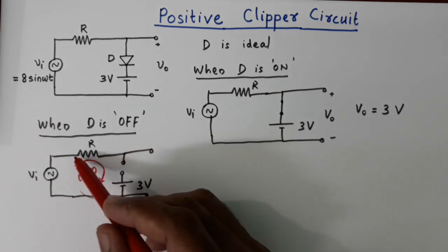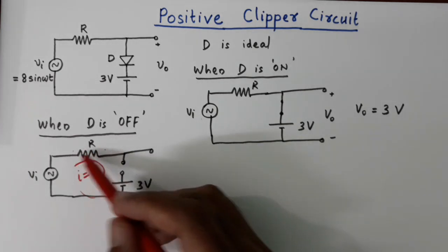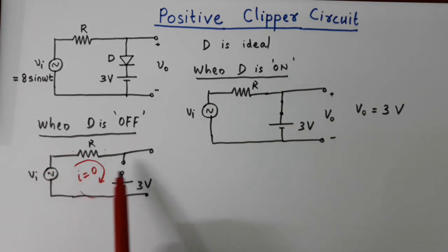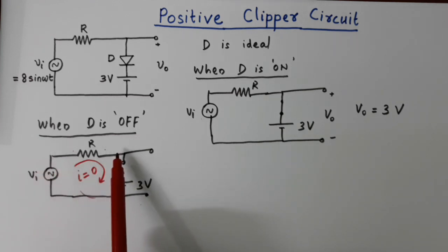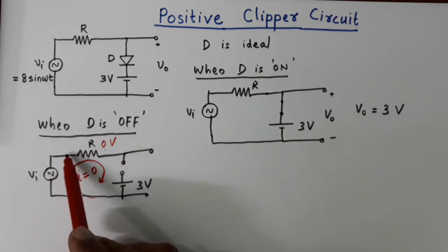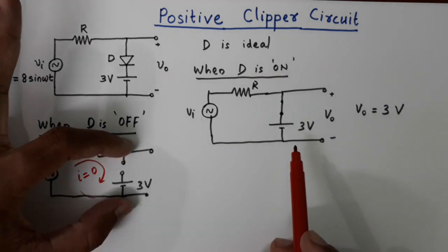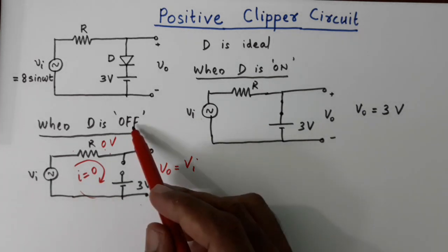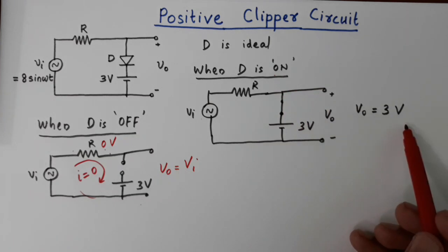So what will be the voltage drop across this resistor? It is I into R. Since I is 0, there is no voltage drop across this resistor. So whatever the input voltage is, it will directly appear across the output, because there is no current flow in this path. So this entire Vi will appear across the output terminals, and the output will be equal to the input voltage. When the diode is off, the output will be Vi. When the diode is on, the output will be equal to 3 volt.